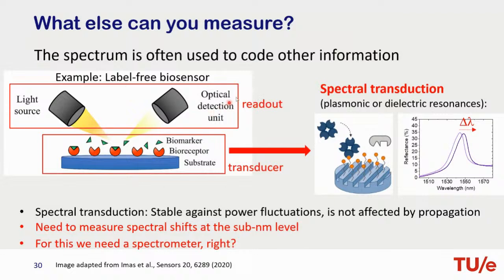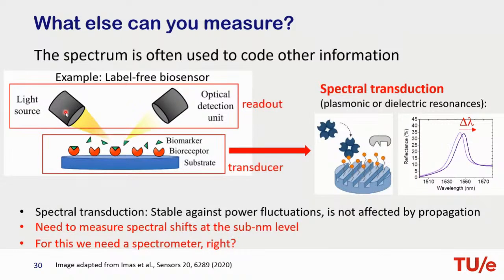The second part is the readout. So how can you actually measure this small wavelength shift? And of course, for many practical cases, you want to do it in a relatively simple and inexpensive way. So using a spectrometer in this case is not a good idea because it's very expensive, particularly if you want to make a point of care diagnostic solution.